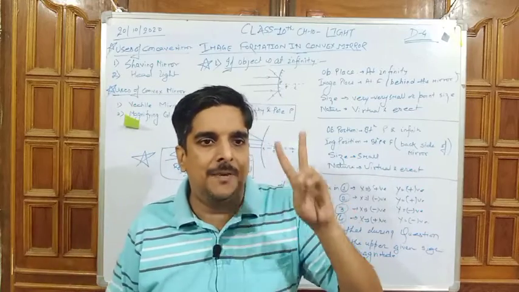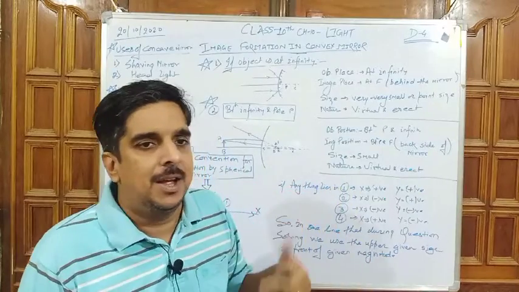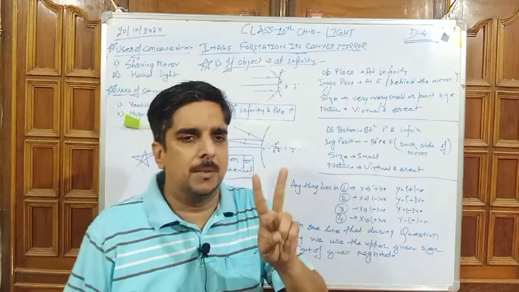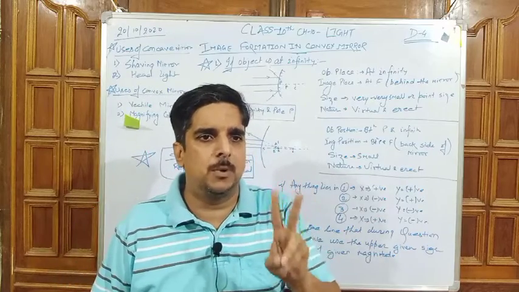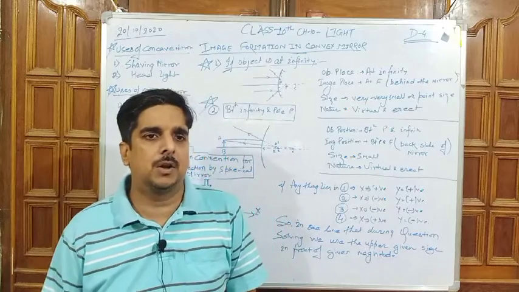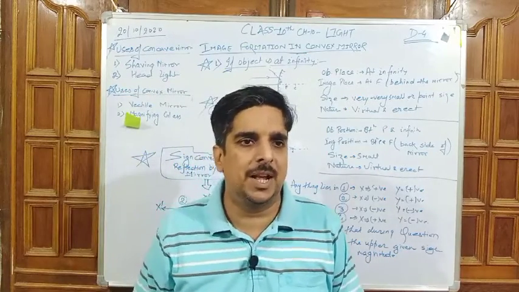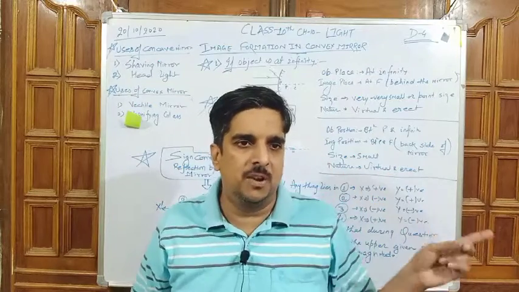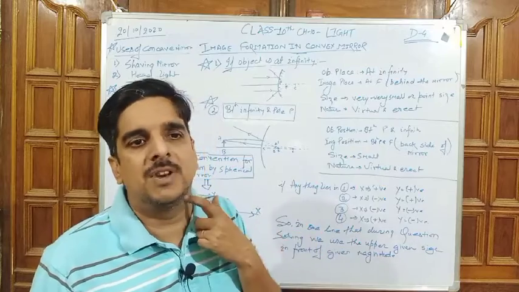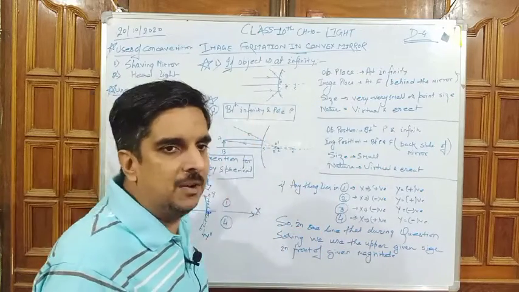Here we are having 2 positions of object. First one at infinity and second one in the front of the mirror. On the behalf of only 2 object positions, we have to understand the diagram of the image formation in convex mirror. So first one for infinity, second one for in front of mirror. So now we are going to discuss what happens if the object is placed at infinity.